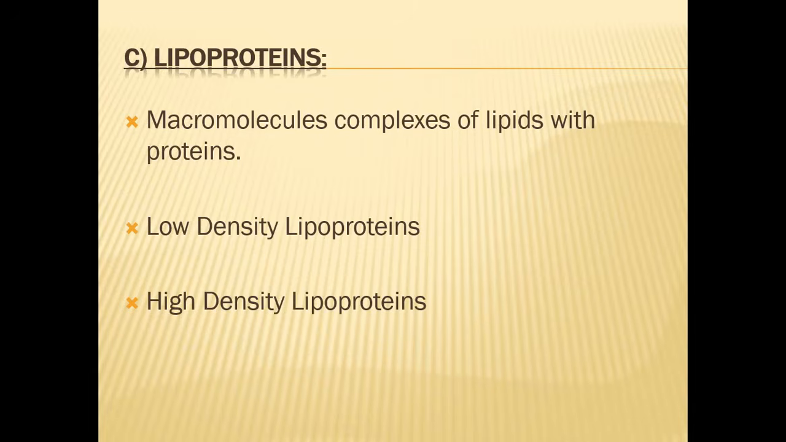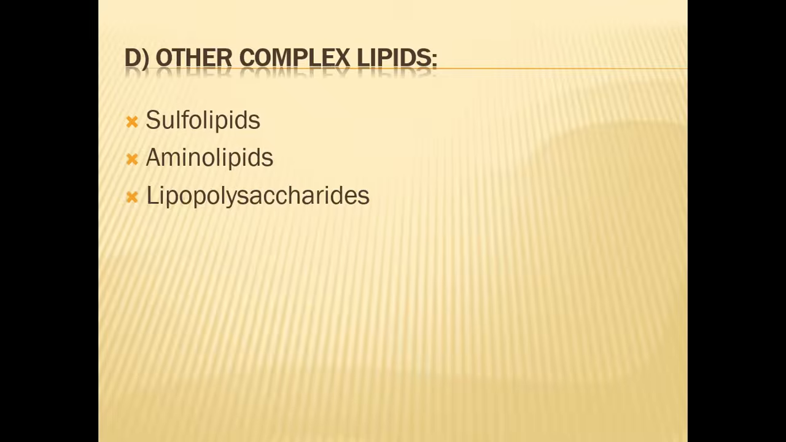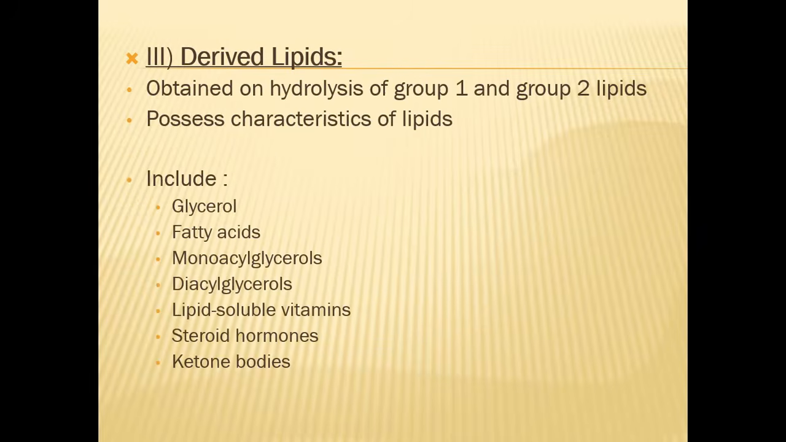Then LDL basically starts its journey from the liver and gives off triacylglycerols, cholesterol esters, phospholipids to the tissues. HDL basically does the reverse cholesterol transport, as we discussed earlier. It picks up the extra amount of cholesterol from the periphery and brings it back to the liver. So these are the three types of lipoproteins. And the other complex lipids are sulfolipids, which contain sulfur groups, aminolipids, which contain amino acids in the lipids, and lipopolysaccharides, which contain polysaccharides with the lipids.